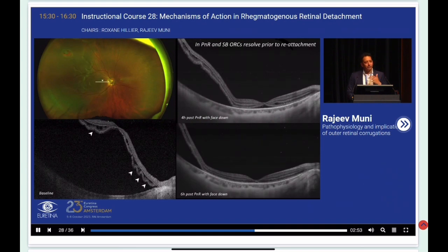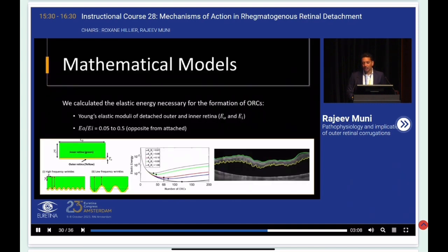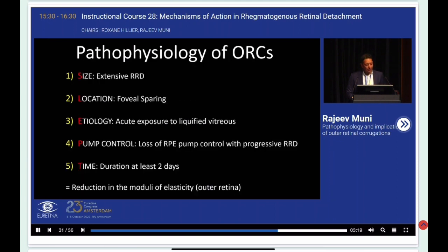What about a patient who had pneumatic retinopexy with corrugations and we treat it? And we'll see that as soon as the bubble goes in and the fluid starts to resorb, these corrugations gradually improve and go away. And if you have residual fluid, you also will not get these outer retinal corrugations. So with our engineering colleagues, we determined that to get corrugations, you need a change in the ratio of the elasticity of the outer retina to the inner retina, such that there's a reduction in the outer retina.